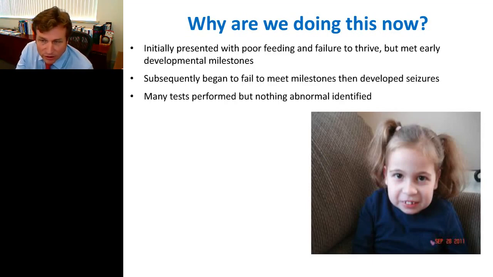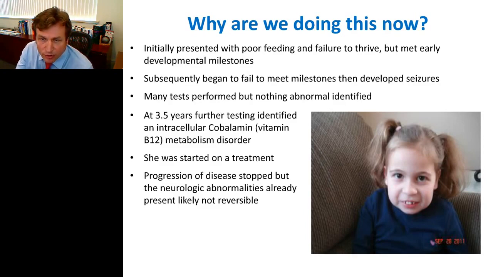So why are we doing this now? Here's the last case I want to present to you. This is Avery. She initially presented with poor feeding and failure to thrive, but met early developmental milestones, subsequently began to fail. Many tests were performed. Nothing abnormal was identified. After 3.5 years, it was determined that, in fact, she had a treatable disease. And she's got some great outcomes now, in that the neurological degeneration has stopped. But what happened before, we can't change.